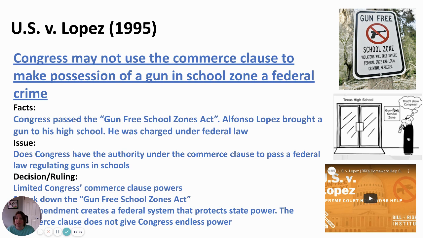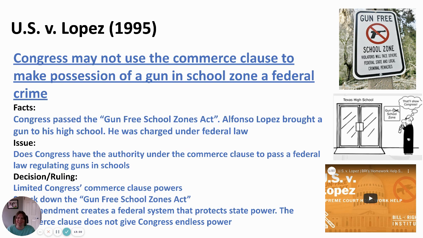It struck down the Gun-Free School Zones Act because they wanted to ensure that states and local governments would be regulating that behavior. So is having a Gun-Free School Zones Act illegal? Well, it just can't be a federal law, but many states do have laws around where you can carry guns around school zones and stuff like that. So basically, it creates a federal system that protects state power.